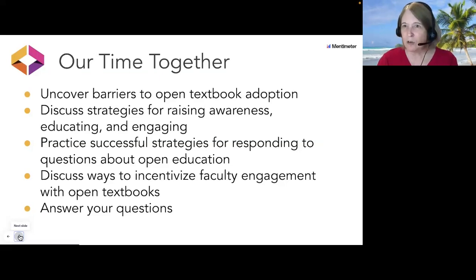This train the trainer model really evolved from a scalability standpoint. When the University of Arizona joined the Open Education Network in 2015, we were fortunate to be able to have Dave Ernst and Sarah Cohen come to campus. And then COVID happened and membership exploded. And we've really switched to this train the trainer model to give you a format and a slide deck that you can customize and use on your own campus or your own institution.